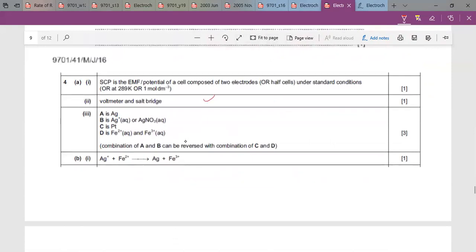So keep the marking scheme: voltmeter and salt bridge, 1 mark; silver, 1 mark; platinum, 1 mark; this one, this and this, 1 mark. They didn't put the 1.00, but you put it anyway. You can reverse the thing here.